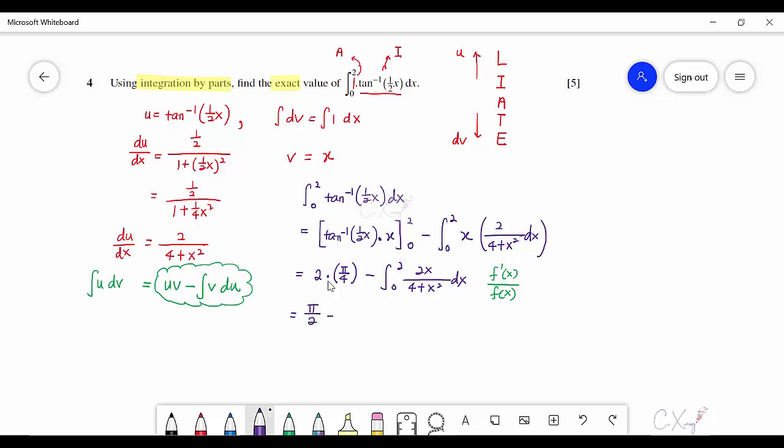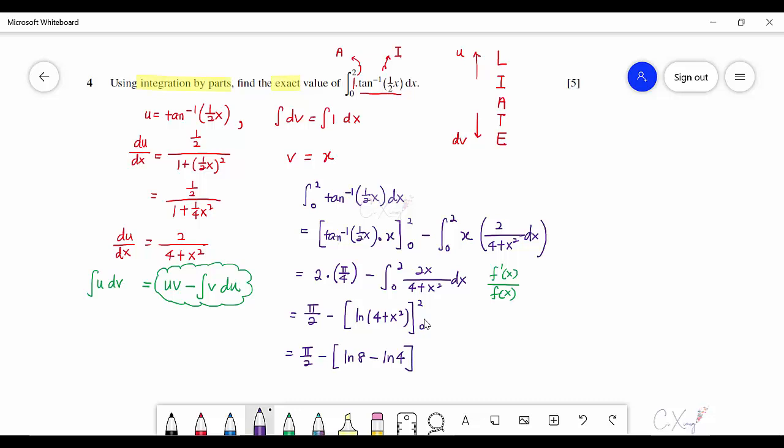Okay, then minus. When I integrate this bracket, I'm having ln, then 4 plus x squared. Then put in the limit 2 and 0. Okay, so from here, you can slowly substitute in the values. So 2 squared is 4, 4 plus 4 is 8, minus 0. When you put it in, you'll get ln 4.